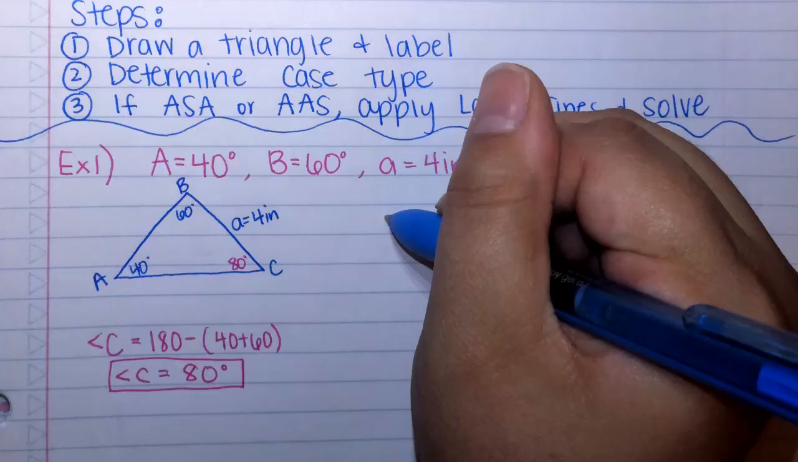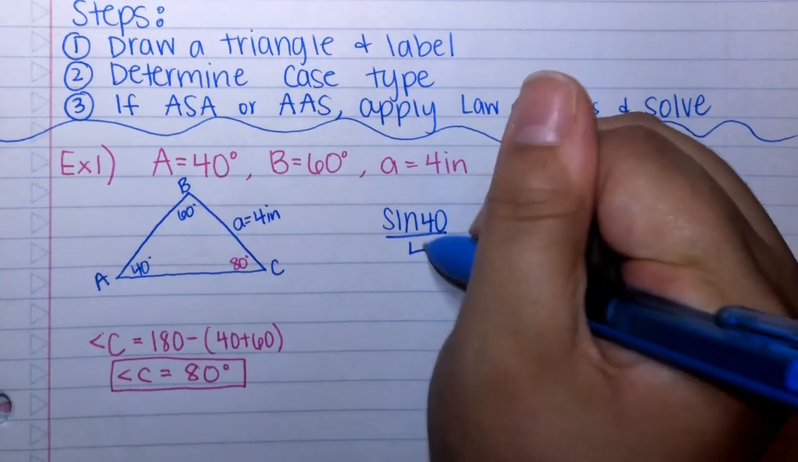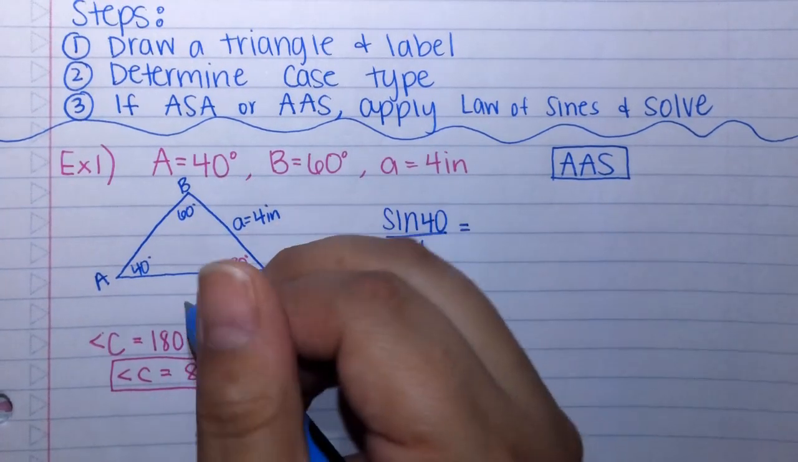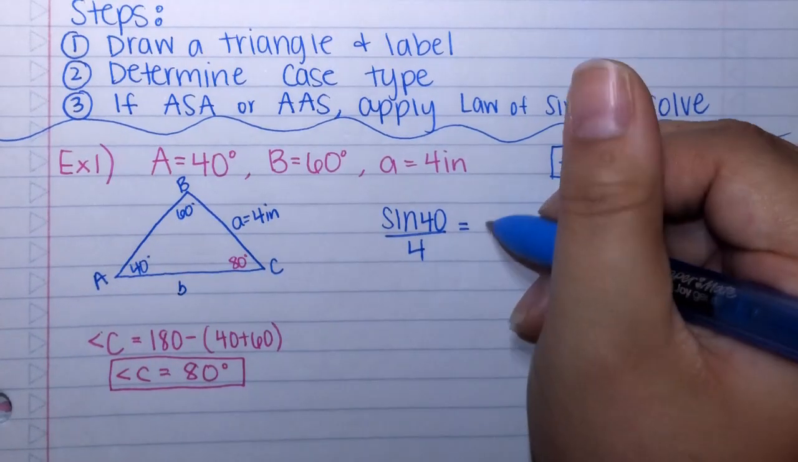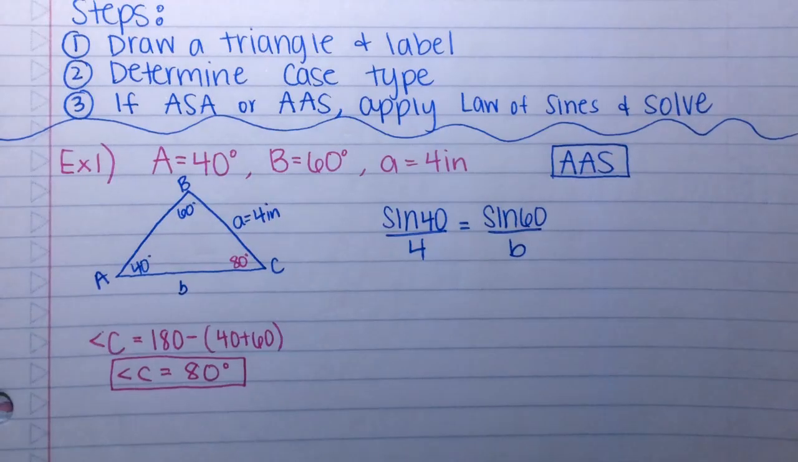So my first proportion is going to be the sine of 40 over 4 equals, what do you want to find now? Let's find B down here. B is going to be the sine of 60, and I don't know what little b is, so I'm just going to put a little b.